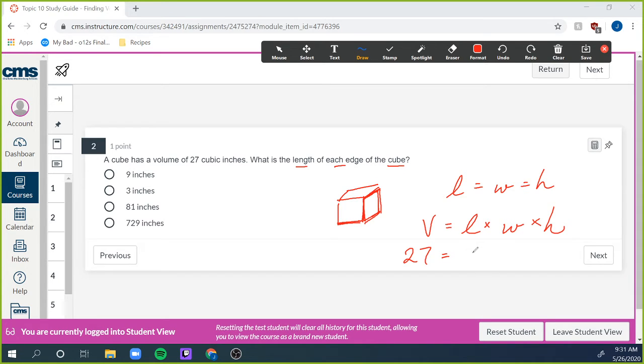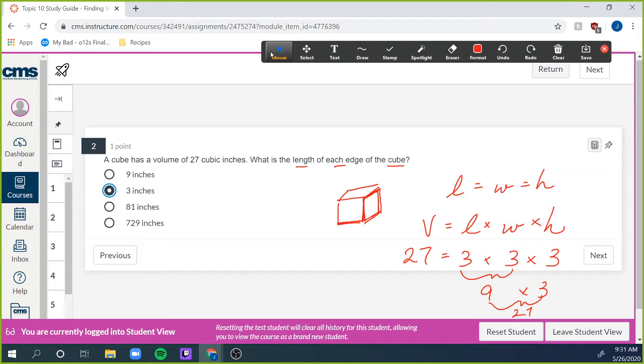Let's go ahead and try out the first option. If we do 9 times 9 times 9, well, the first pair of 9s is already going to give us 81. So we know that the edges cannot be 9. Let me erase that. Let's try our second option, which is the 3 inches. 3 times 3 times 3. Well, 3 times 3 is 9, times 3 more is 27. So we know the answer for this question is going to be 3 inches.